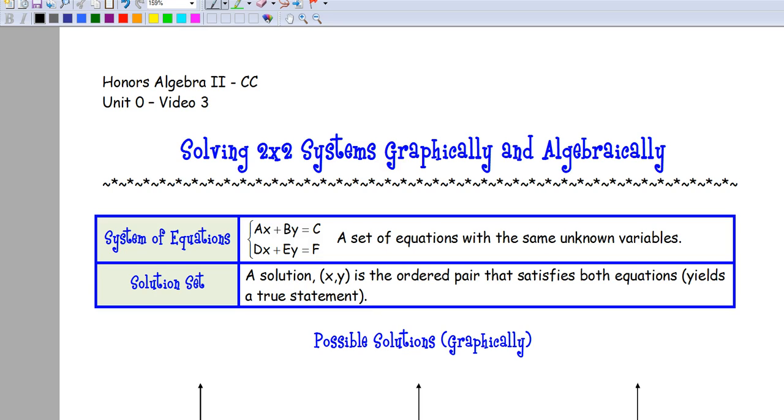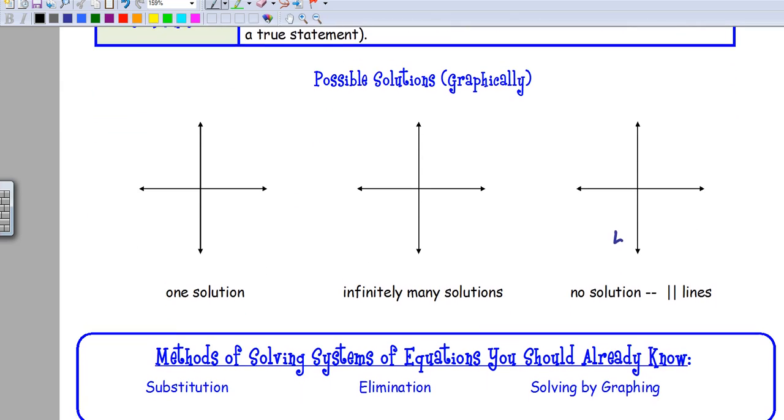A system of equations is a set of equations with the same unknown variables. Most of the time you have worked with just 2x2 equations. In class, we will focus more on 3x3. A solution set is the ordered pair that satisfies both equations, which means it yields a true statement.